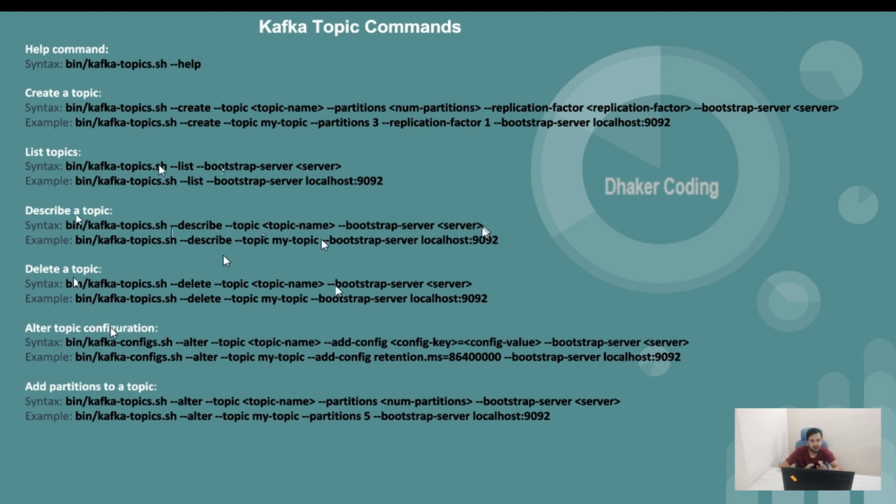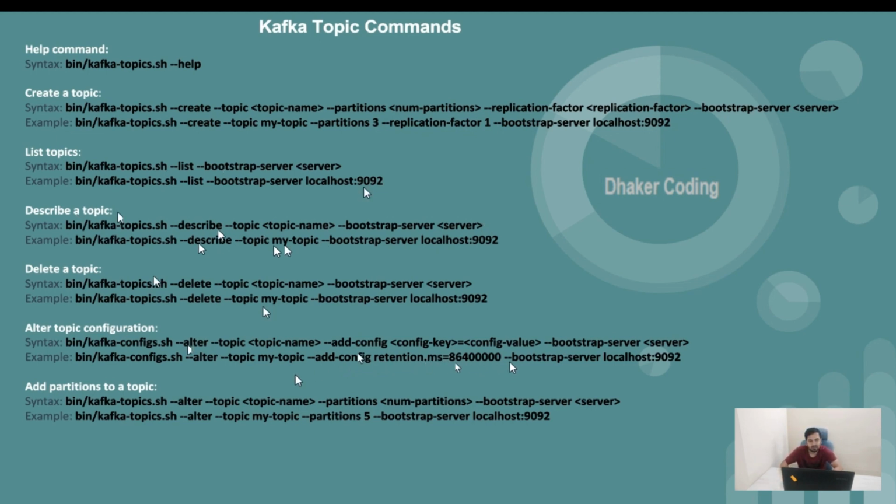Now I have created a topic, but I want to modify or update that topic, or I want to add some configurations on the existing topic. Then you can alter that topic. You can use the --alter command, give the topic name and then --add-config, and then the config keys and values you are giving. So let's say I want to set the retention period of the topic to some value. I can give --add-config retention.ms equals some value.